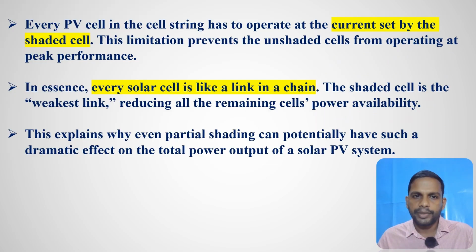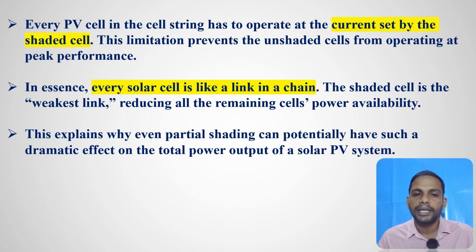So every PV cell in this string has to operate at the current set by the shaded cell. Whatever current the shaded cell produces, that is a low amount of current, that will become the set point for every module. So no matter what, they have to run with the lowest current which can be produced by the shaded cell. That's a problem because of the series connection.